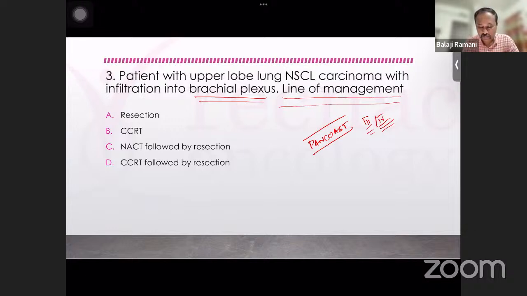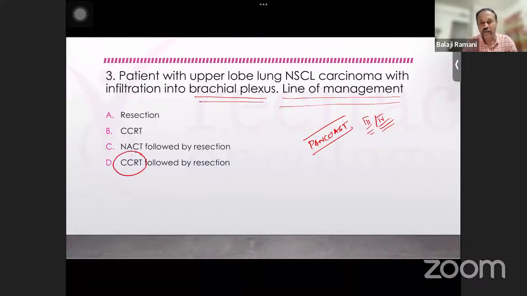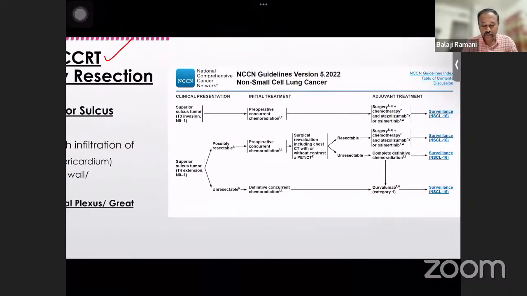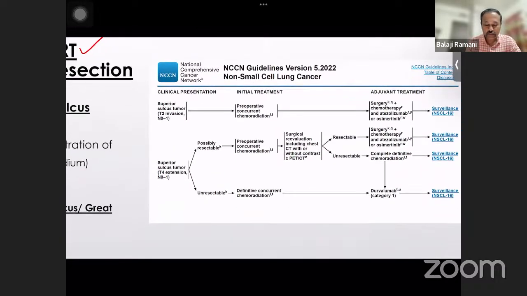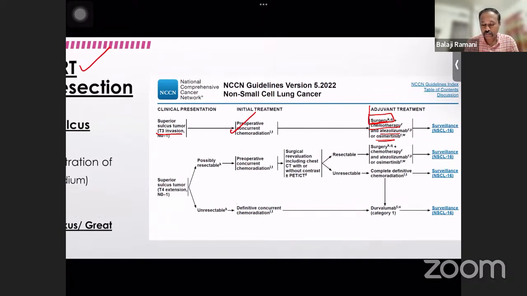But in essence, whenever we have stage 3 or stage 4, the initial treatment is going to be concurrent chemoradiation. Whenever you have a superior sulcus tumor, which is the other name for these tumors, and T3 invasion is present, then you give preoperative concurrent chemoradiation, and then you go for surgery, chemotherapy, and then atezolizumab or osimertinib, depending on the molecular profile of the patient. So in essence, whenever you have a T3 lesion, it is preoperative or neoadjuvant concurrent chemoradiation, followed by surgery, and then more chemotherapy, immunotherapy, and targeted therapy.